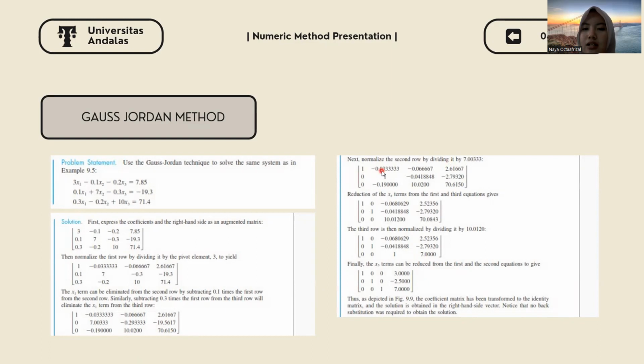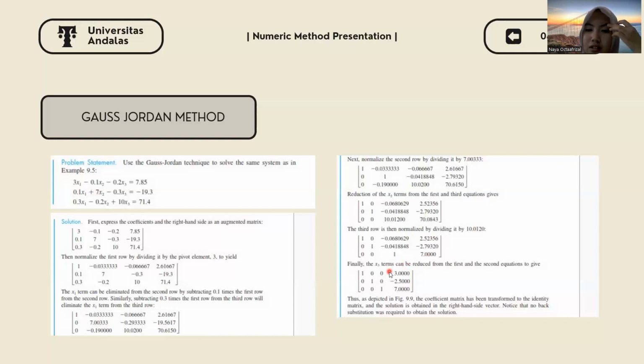After this, we can normalize the second row by dividing it by 7.003. As you can see in here, the x2 coefficient is 7.003, so we have to divide it by itself. So the second row, we divide by 7.003, and we can get this result. And then we have to make this into 0 again, and then divide it by this number, so we can get 1.